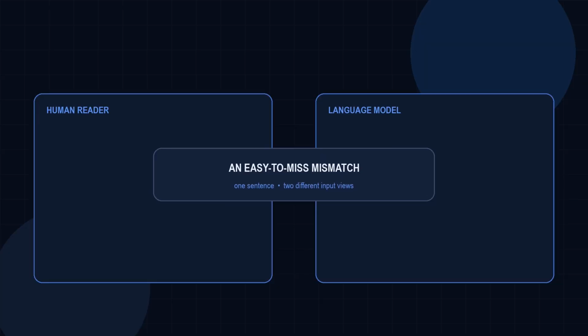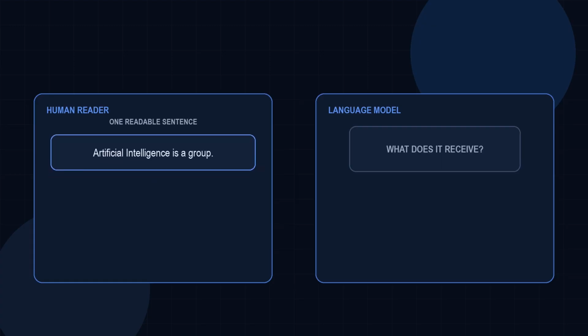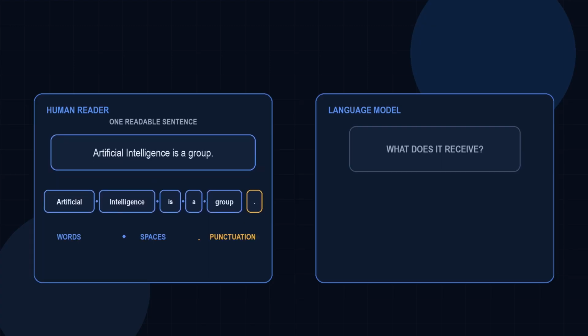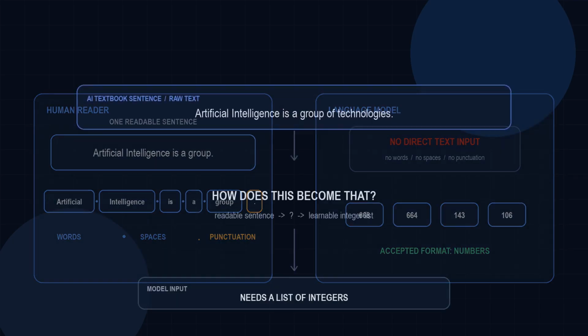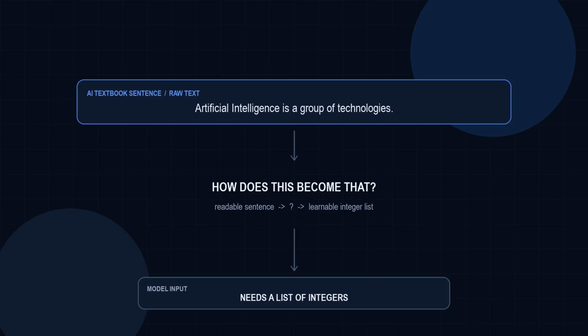Let's start with a problem that is easy to overlook. You and I read sentences. We see words, spaces, punctuation, and a large language model sees none of that. It only accepts numbers as input. So the first question is, how do you turn a sentence from an AI textbook into a list of integers that the model can actually learn from? That is what tokenization solves.